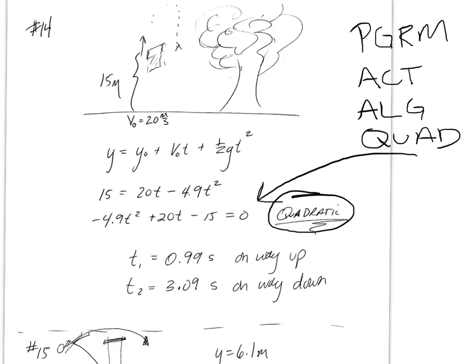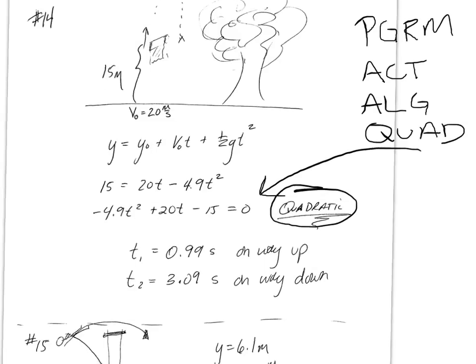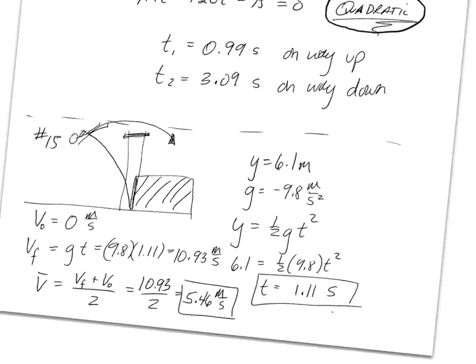So once you get this equation set up, and if you've got that program in your calculator, it's really easy. You plug it in, you get your time. The reason there are 2 times is because what goes up must come back down. When it gets to here, it takes 0.99 seconds, but then it continues to go, and it comes all the way back down to here, which took a total of 3.09 seconds. Now, 15 is below here. So I'll let you take a look at that.